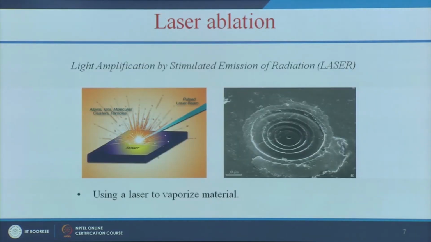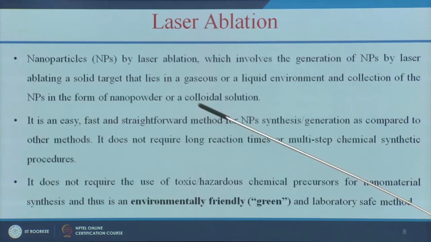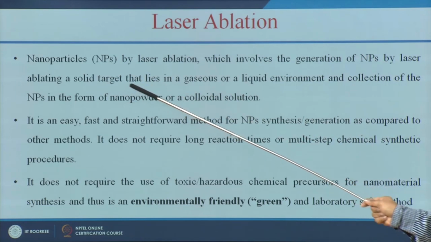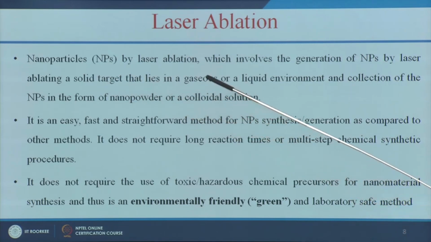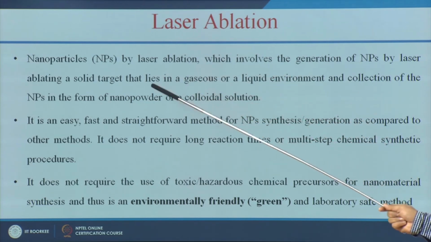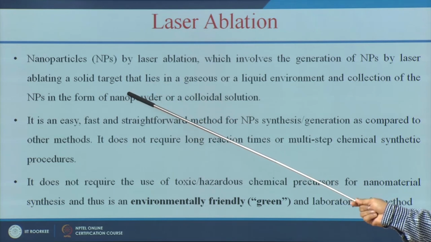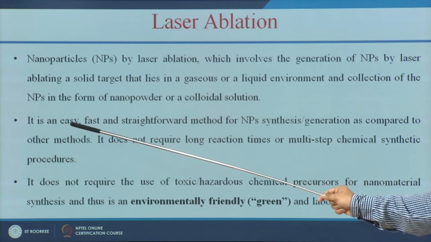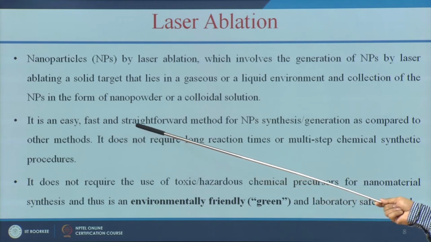So let us see the next method, that is laser ablation. Here you will be using laser light to vaporize your material, and the nanoparticles by laser ablation involves the generation of nanoparticles by laser ablating of a solid target. So we can get the nanoparticles in a gaseous environment, or they can be obtained from a liquid environment also. So it depends on the environment, you can get the particles in nanopowder form, or in a colloidal solution form, and it is one of the easiest and fastest methods.